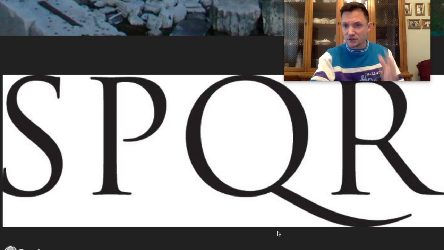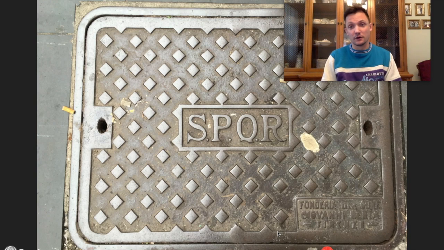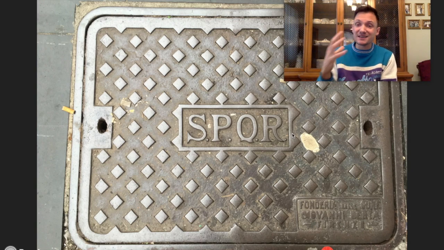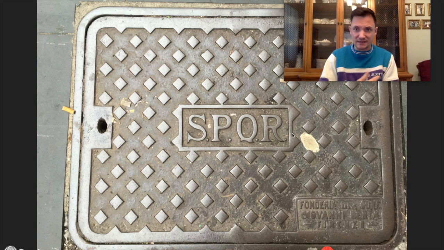They hold it so dear to their heart that it's still on every single manhole cover in Rome and Italy. So this right here is a manhole cover. Ignore the little cigarette butt, but it's not mine, I swear. Now that's SPQR. It's even on top of there, like this is Rome. SPQR is Rome. Some soldiers would have it tattooed on them. It was on their original flag.